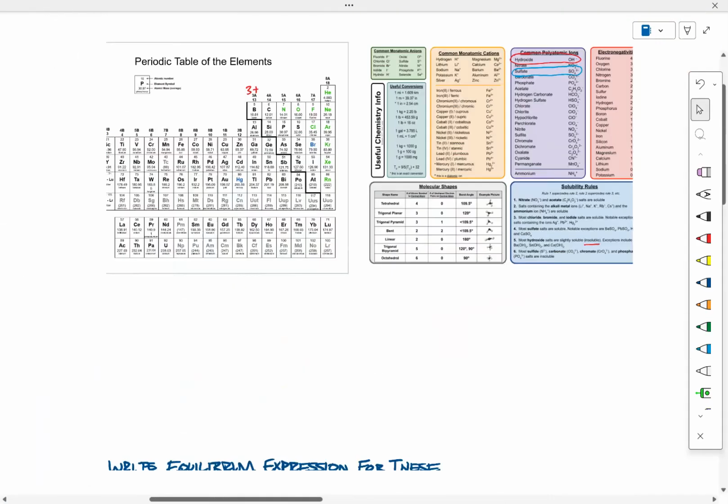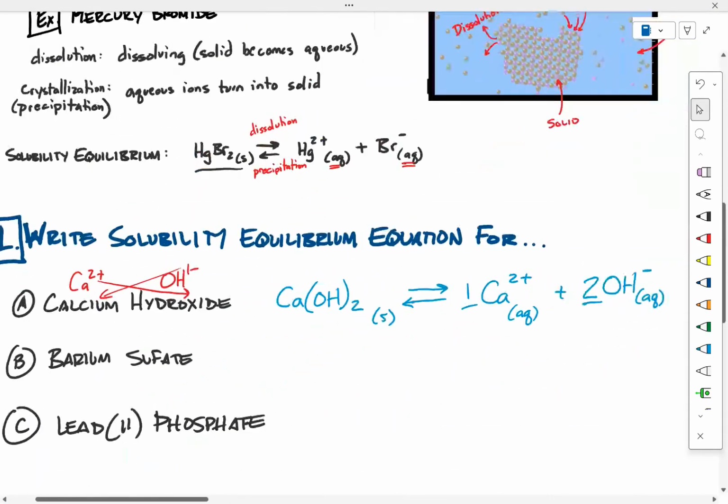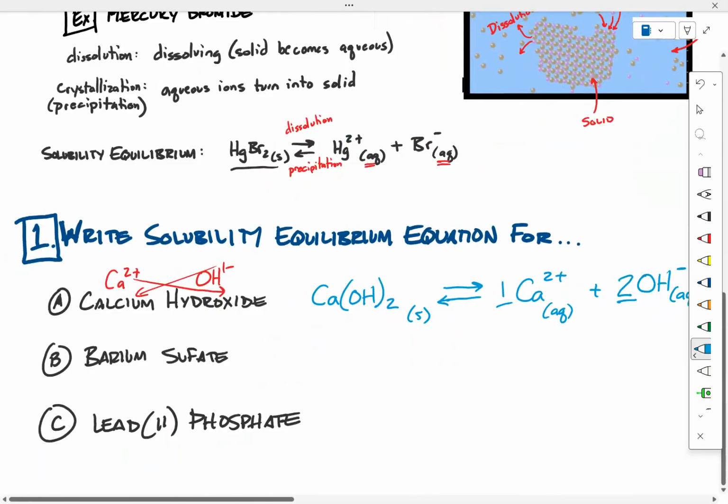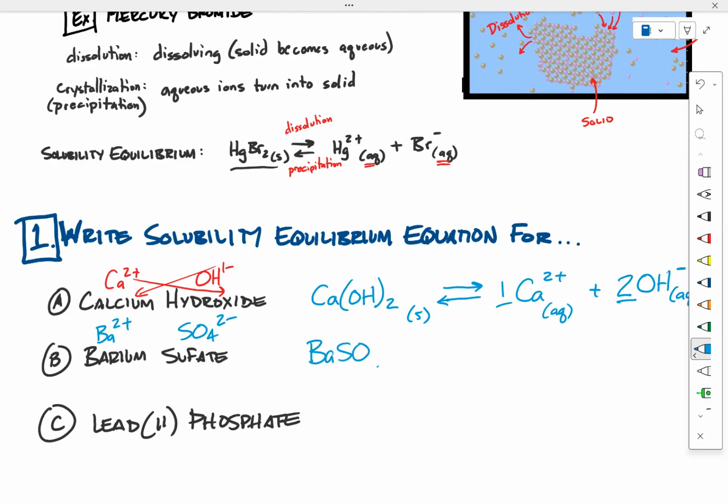It's a lot quicker when you start to memorize your ions. So barium in the same family as calcium must have the same charge, 2+, and sulfate you might just memorize is SO4 2-. Put those together in this combination. That's how the solid exists, BaSO4. No need for parentheses. That's the solid.